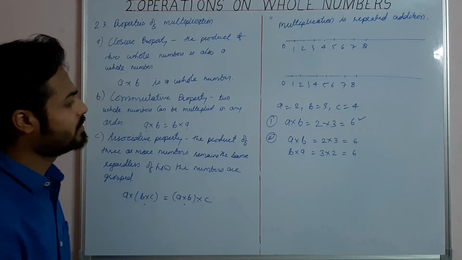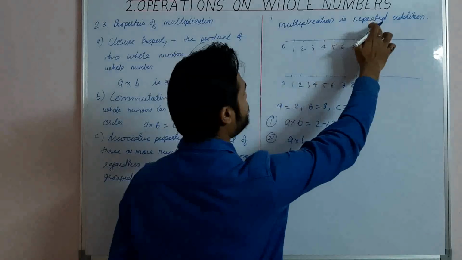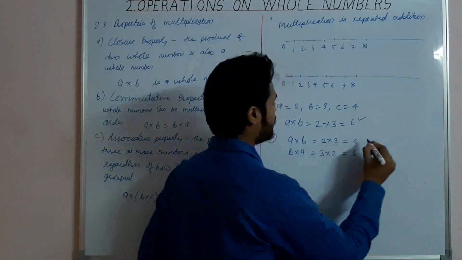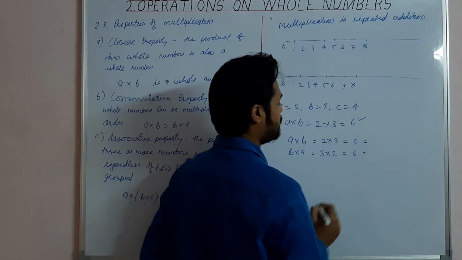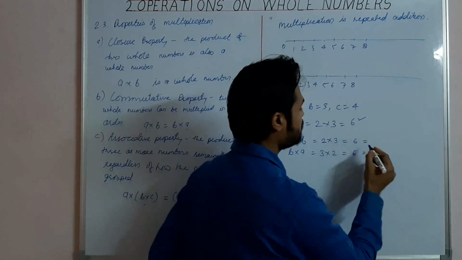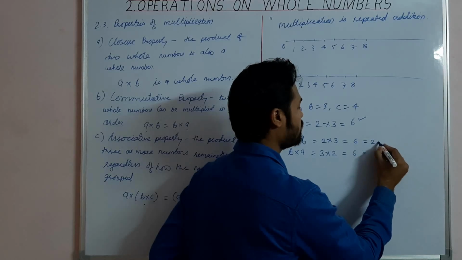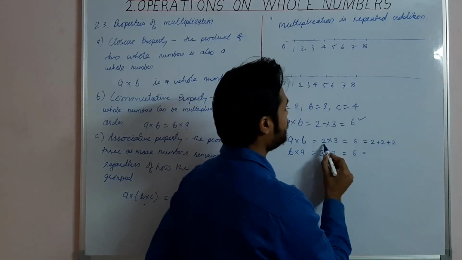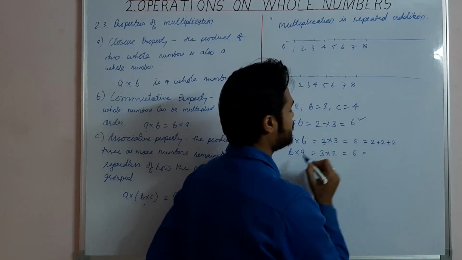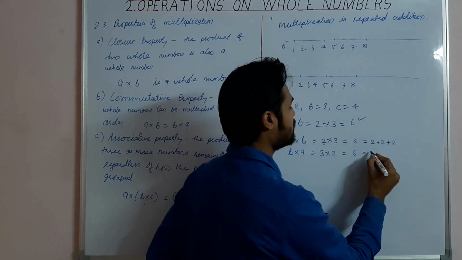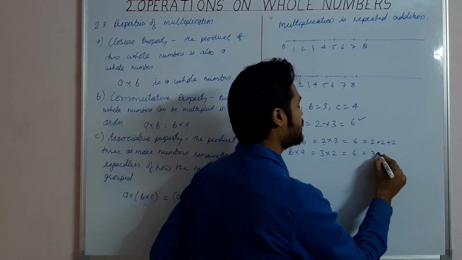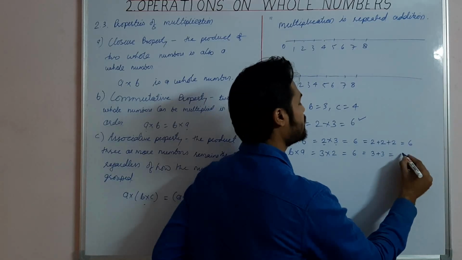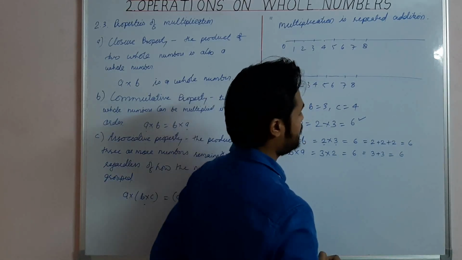And here we also know that multiplication is repeated addition. So by repeated addition, if we try to show this, 2 into 3 means 2 plus 2 plus 2. It means we are adding 2 thrice. And if we are writing 3 into 2, it means we are adding 3 twice. Again, the value is same, 6 and 6.